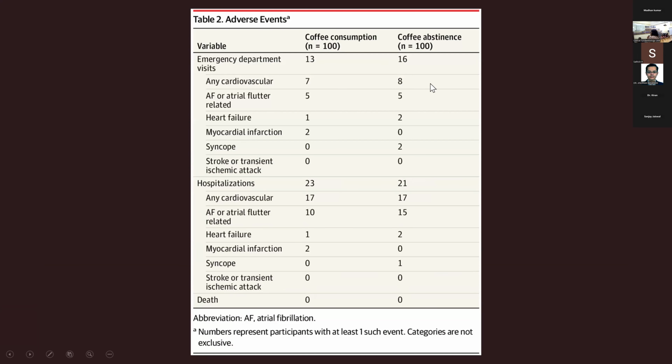Looking at adverse events, there's not much of a difference. When we look at emergency department visits, coffee abstinence had more emergency visits, while looking at hospitalization, coffee consumption had more. They differed by 1 to 2. And there were no deaths in the study, and 2 of them had MI.